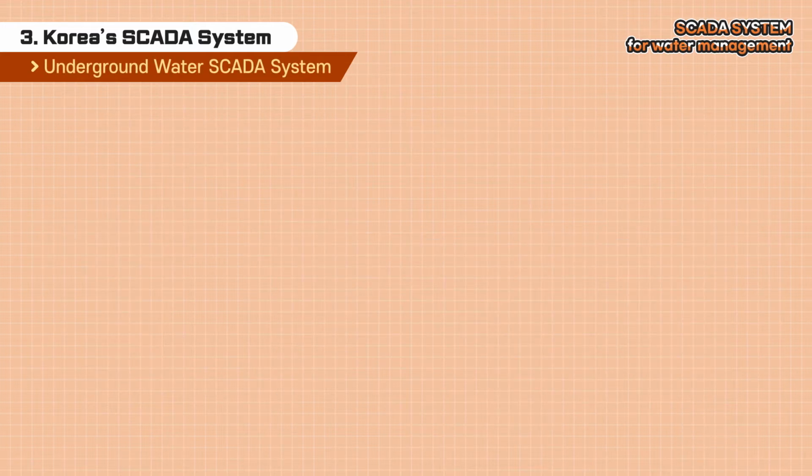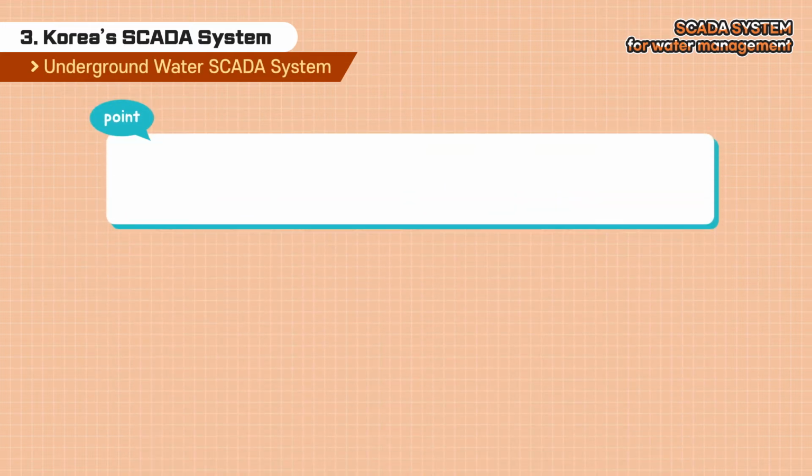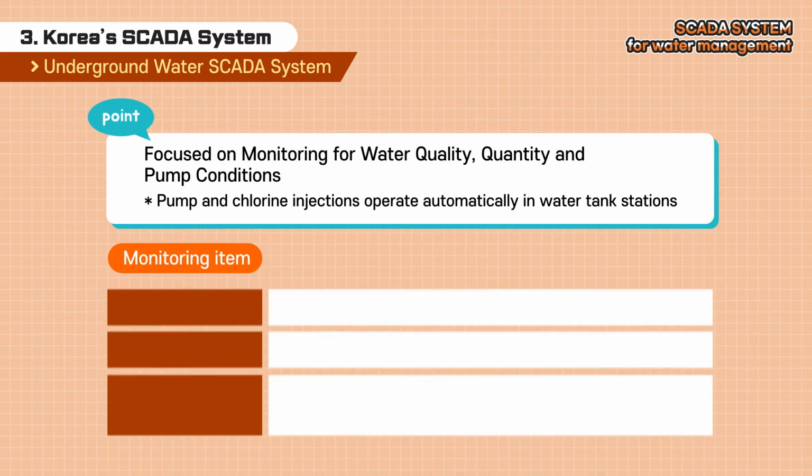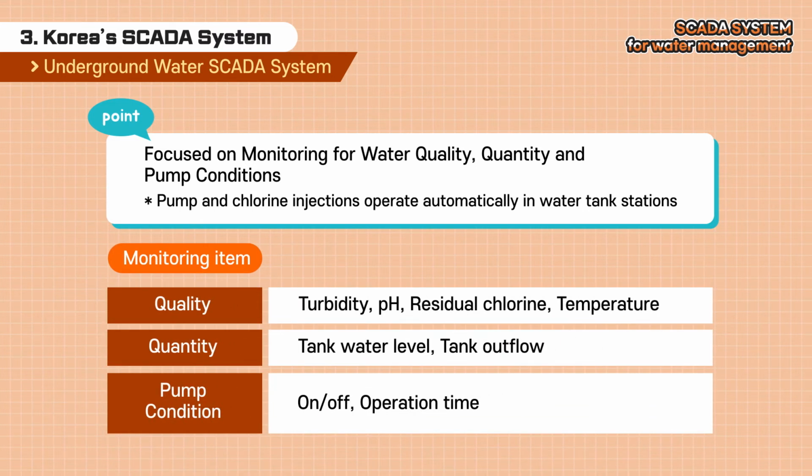Let's examine the groundwater SCADA system first, looking at it by focusing on monitoring for water quality, quantity, and pump conditions. Pump operation and chlorine injections are done automatically in water tank stations. Monitoring items include water quality such as turbidity, pH, residual chlorine, and temperature, quantity such as tank water level and tank outflow, and pump conditions such as on-off status and operation time.